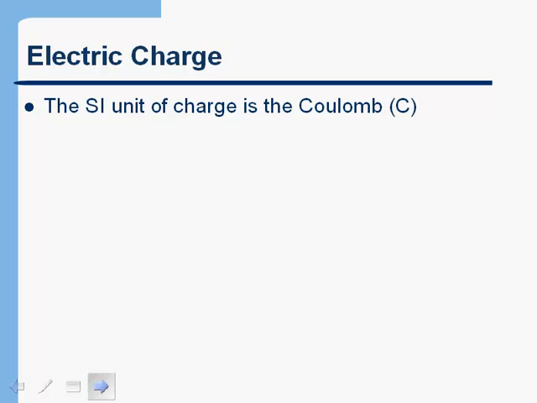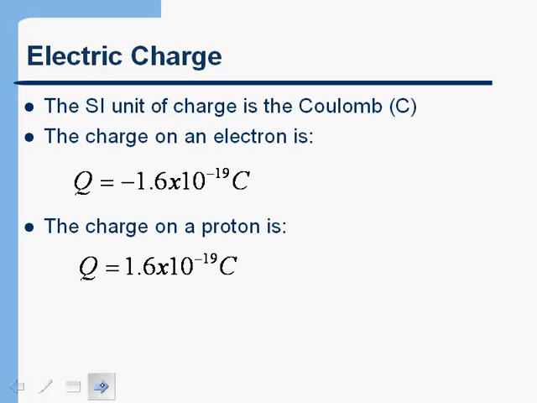The SI unit of charge is the Coulomb, and a Coulomb is actually a pretty big unit of charge. So if we look at what is the charge on an electron or on a proton, as we've said, electrons are negatively charged and protons are positively charged. And you can see that in coulombs, the charge on one electron is very small, negative 1.6 times 10 to the negative 19th coulombs. Or for a proton, 1.6 times 10 to the negative 19th coulombs. So remember, a negative power of 10 means a very small number.